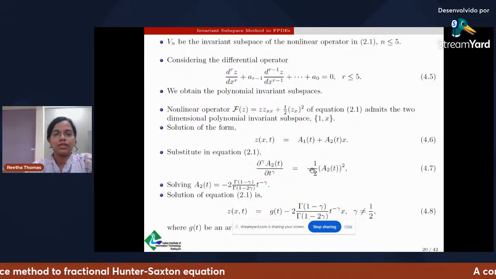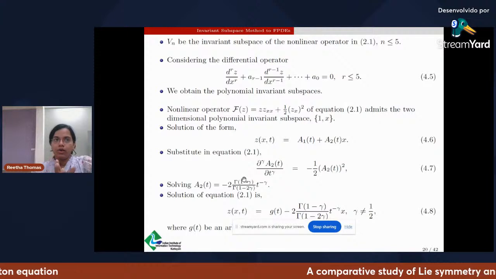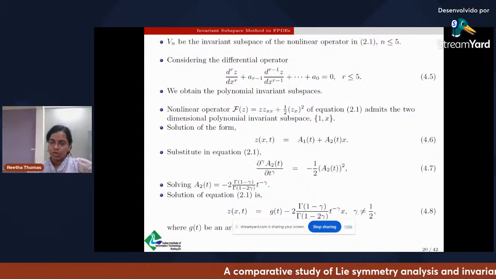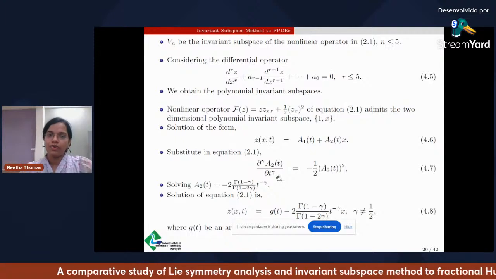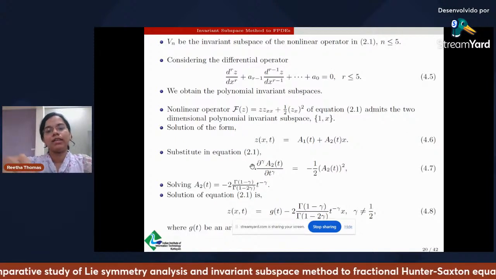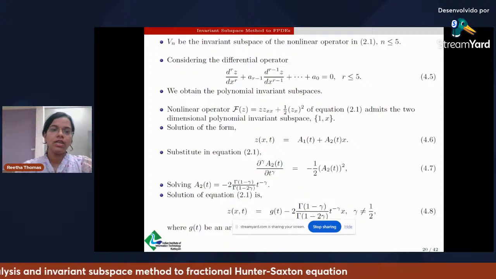D_t^gamma a2 of t equal to minus half a2 of t squared. That is, our original PDE is reduced to a fractional ODE, where the fractional derivative is here the Riemann-Liouville fractional derivative, and we can obtain a2 of t like this.